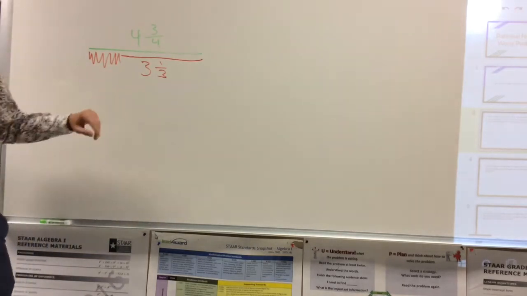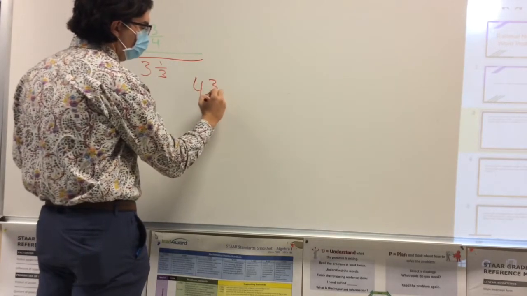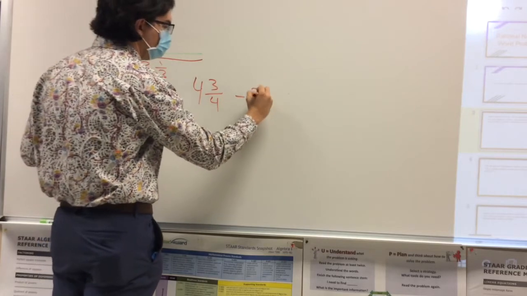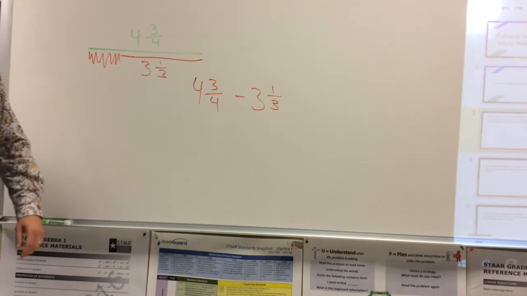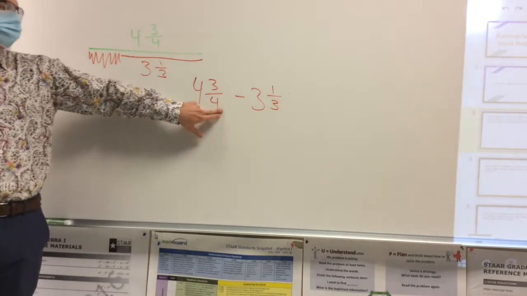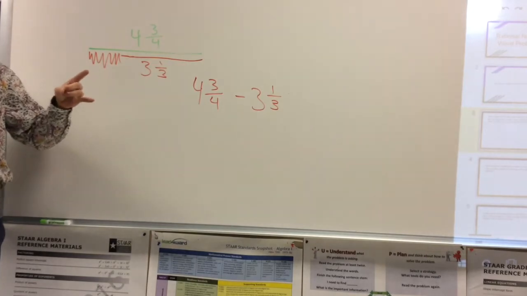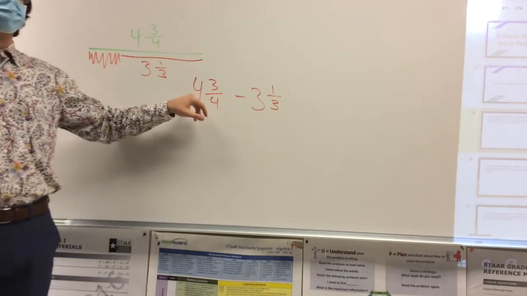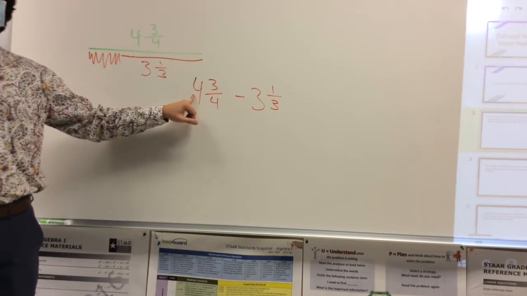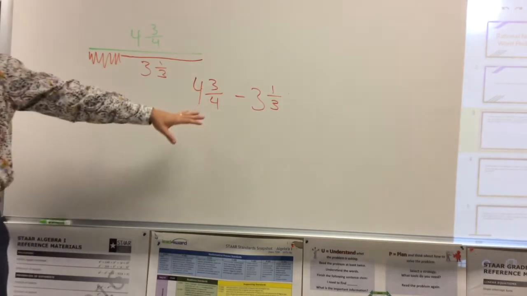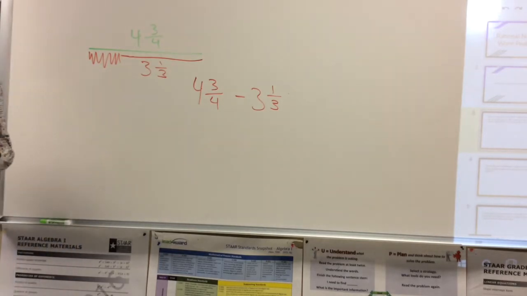All right, so I'm going to subtract these. So I'm going to have 4 3/4 minus 3 1/3. Nod your head if you understand why I'm subtracting these two numbers. Okay. Ruger, can you tell me what type of number this is? It's a mixed number, very good. Isaac, can I do my subtraction with mixed numbers? No, I cannot. What do I need to convert them to, Nathan?